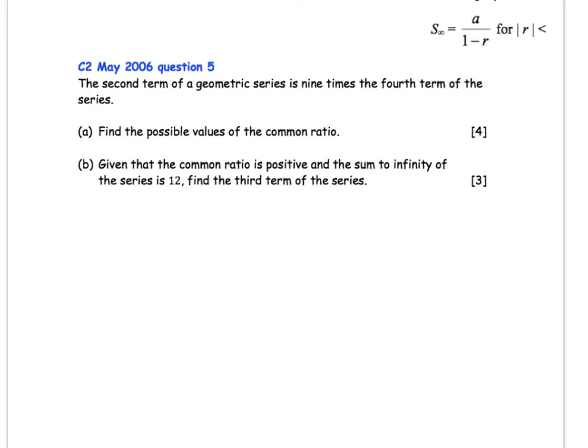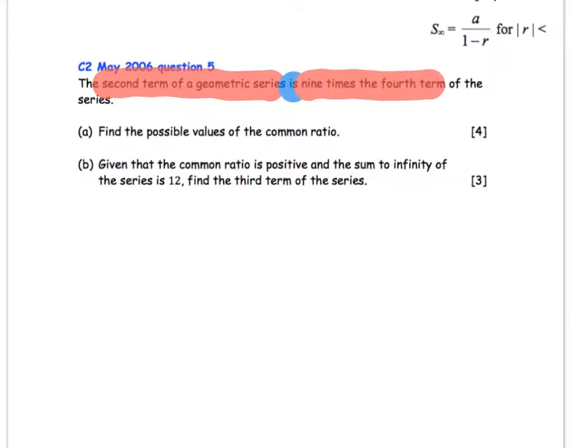Okay, this question says the second term of a geometric series is, now is going to be our equals here, 9 times the fourth term. So we need to write that out as such. u2 equals 9 lots of u4.